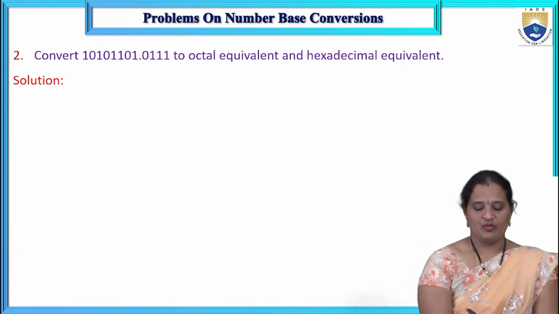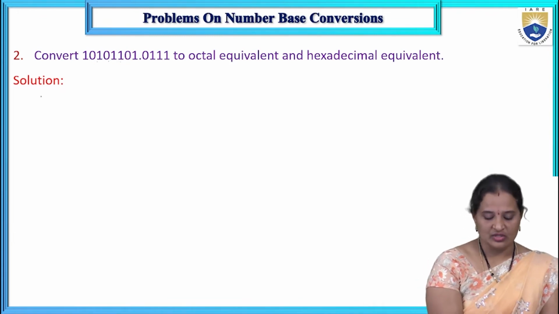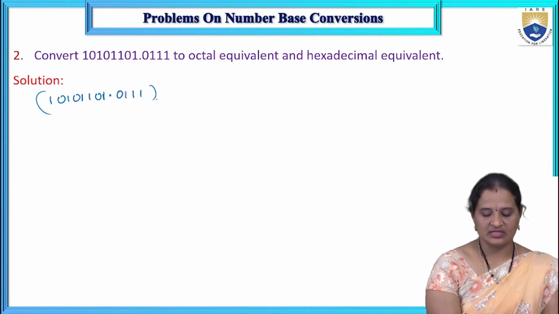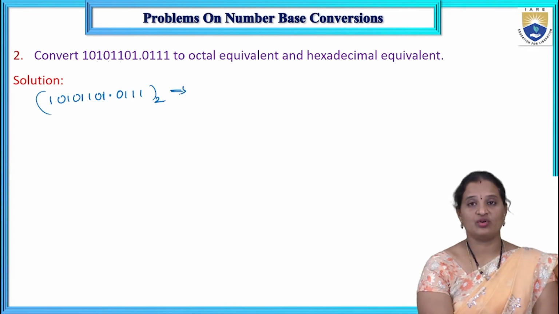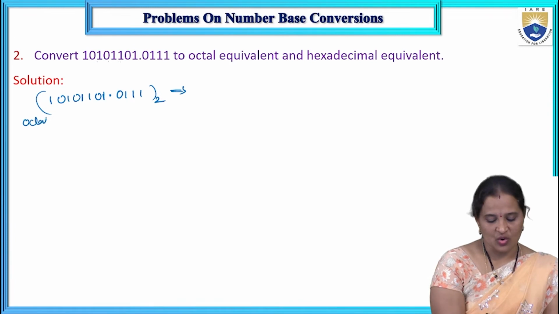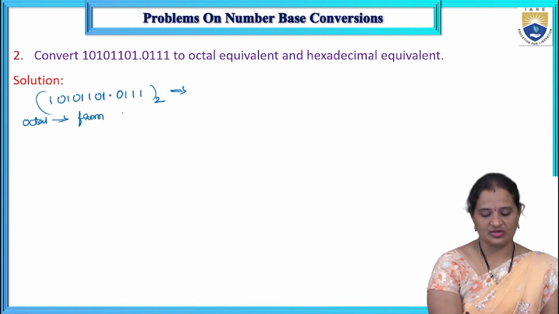Now let us see one more problem. Convert 10101101.0111 to octal equivalent and hexadecimal. So we have a binary value, which is 10101101.0111. This is a binary number. So I want to convert it into octal. How can we convert it into octal? Octal can be converted by forming groups of 3 bits each.